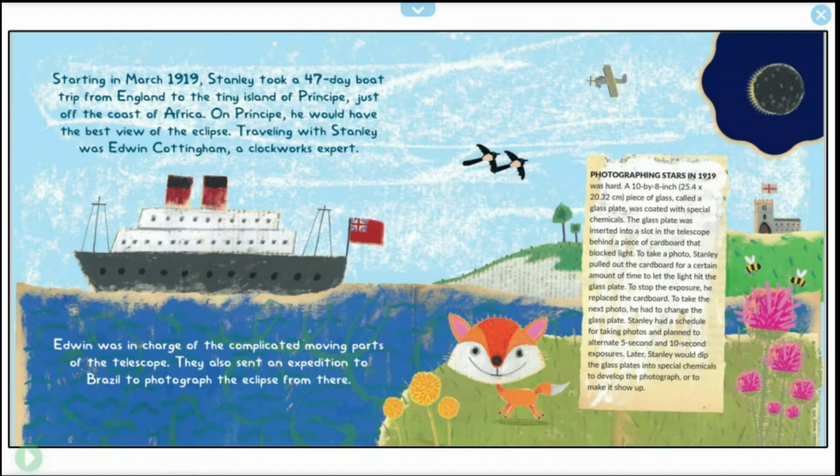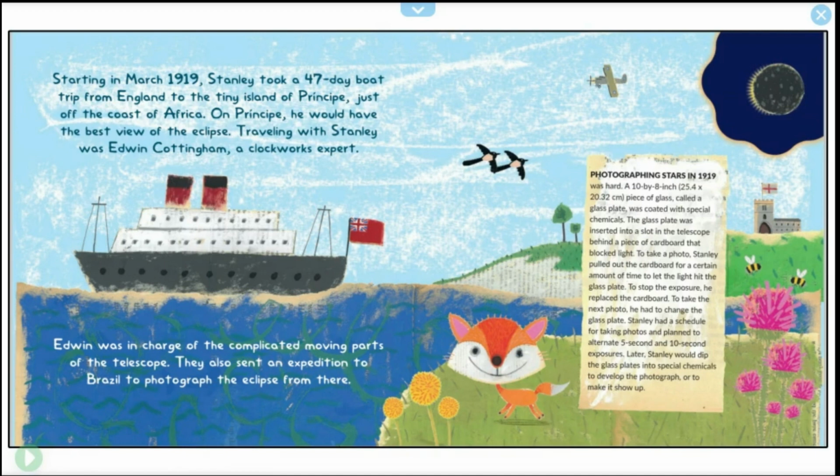Starting in March 1919, Stanley took a 47-day boat trip from England to the tiny island of Principe, just off the coast of Africa. On Principe, he would have the best view of the eclipse. Traveling with Stanley was Edwin Cottenham, a clockwork expert. Edwin was in charge of the complicated moving parts of the telescope. They also sent an expedition to Brazil to photograph the eclipse from there.